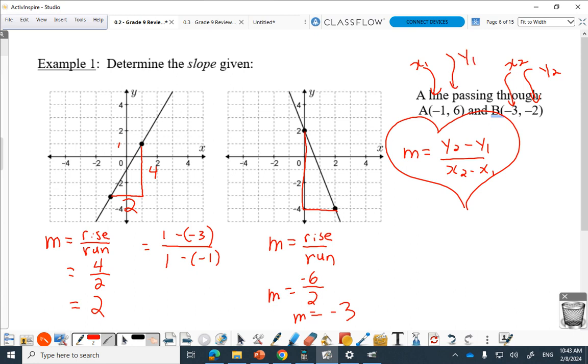And if you're good with subbing and algebra, the party's over at that point. Yeah, the rest of it's just subbing in those particular values. The second y value is -2. The first y value is 6. The second x value is -3. And the first x value is -1. You've got to be a little careful with the negatives here, though. Negatives are big trouble here.